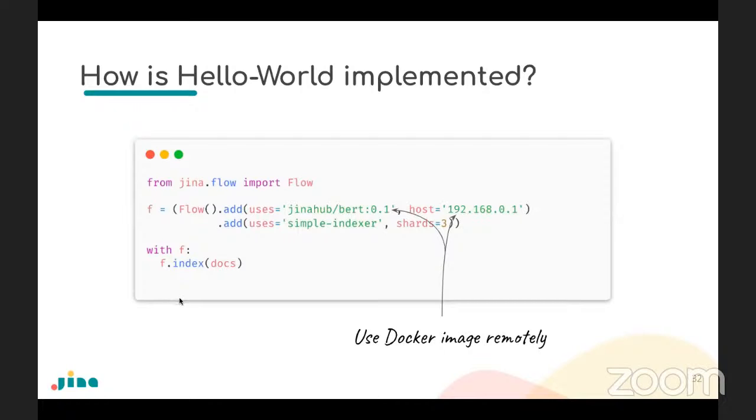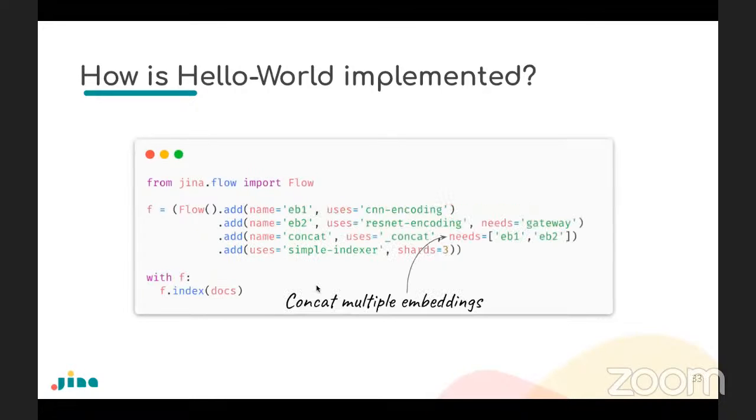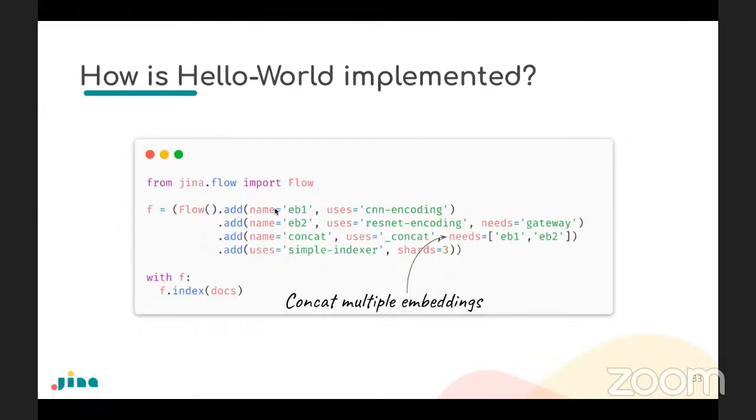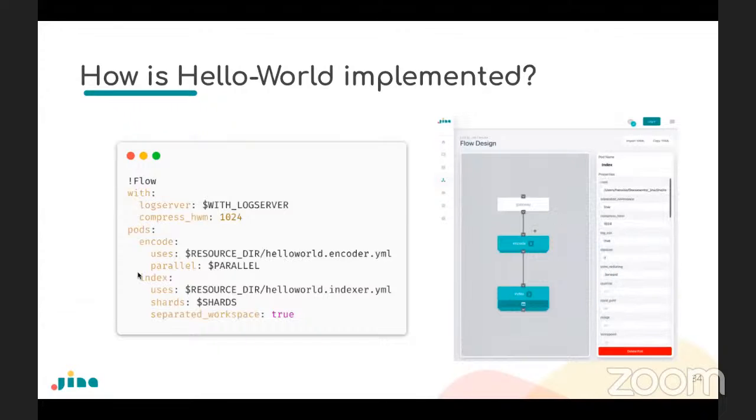It's also possible to use a remote Docker image, in the sense that we can specify the particular encoder here using its Docker image and the host. We can also concat different types of embeddings. In the sense, if we want to use two types of encoders, for example, CNN followed by ResNet, we can concat them and use them parallelly and then follow it through the other pods, like the indexer pod.